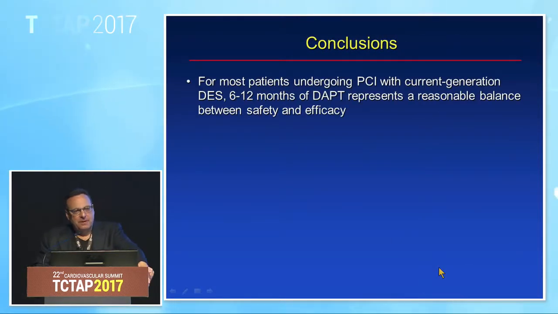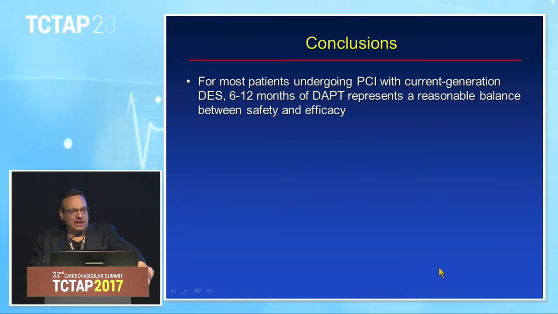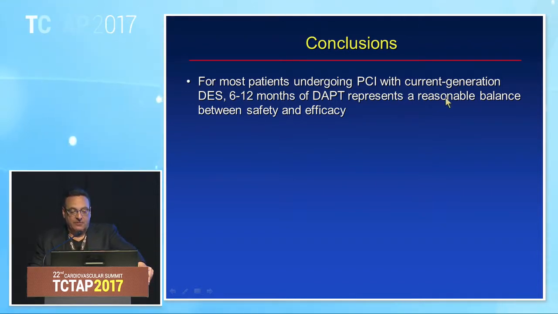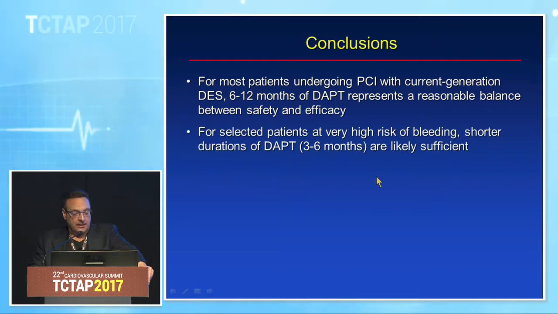So to conclude, I don't have a single answer to the question of how long we should give DAPT after drug-eluting stents. I would say that for most patients who undergo PCI with our current generation, excellent drug-eluting stents, 6 to 12 months, the amount we've been giving really for the last few years, represents a reasonable balance between safety and efficacy, and this is currently reflected in the guidelines.